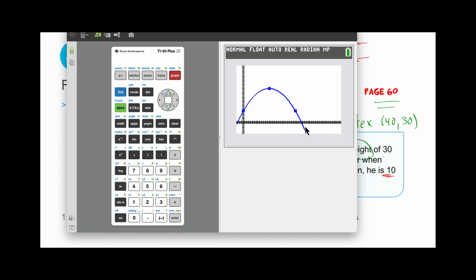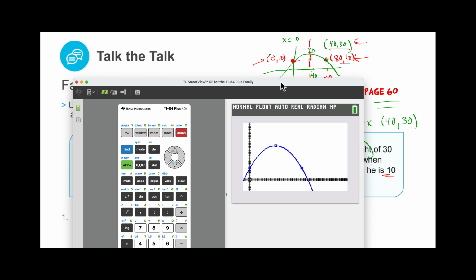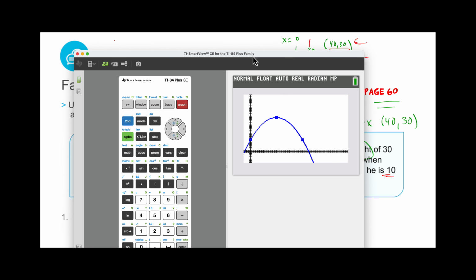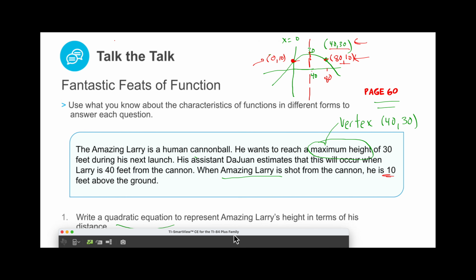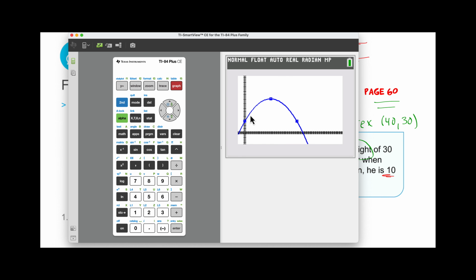And check that out. We have a nice quadratic equation here. And you know what they're going to ask you? Well, they don't ask you in this question. They're going to ask you, when will this guy, Amazing Larry, hit the ground? They're going to ask that question, right? So he hits the ground right here. Let me show you a real quick way. See where the trace button is.